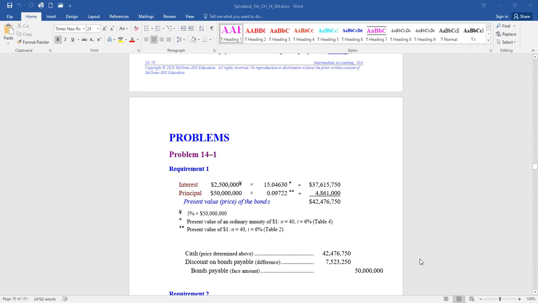Now, to record it, we will debit cash $42,476,750, credit the bonds payable for the full principal. The difference of $7,523,250 is debited to our contra account, discount on bonds payable.